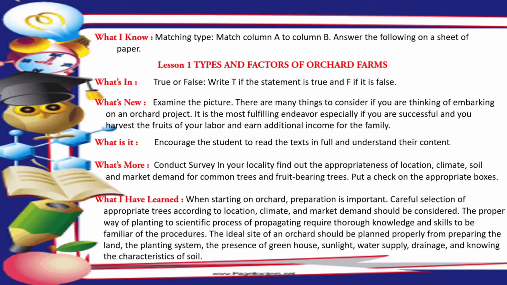What I know. Matching type. Match column A to column B. Answer the following on a sheet of paper. Lesson 1. Types and factors of orchard farms. What's in? True or false? Write T if the statement is true and F if it is false. What's new? Examine the picture.